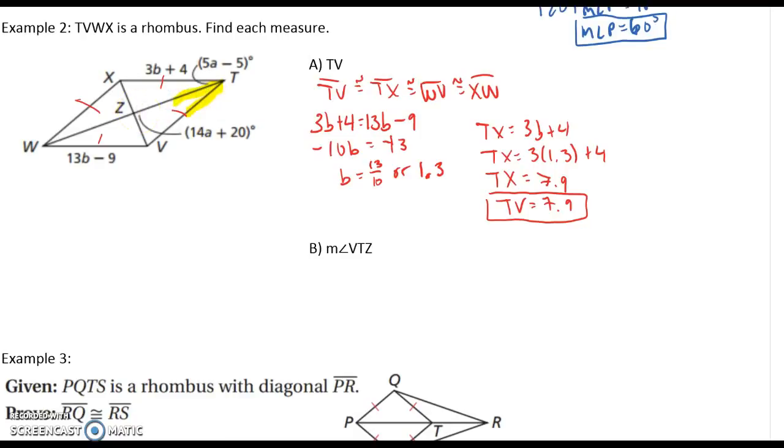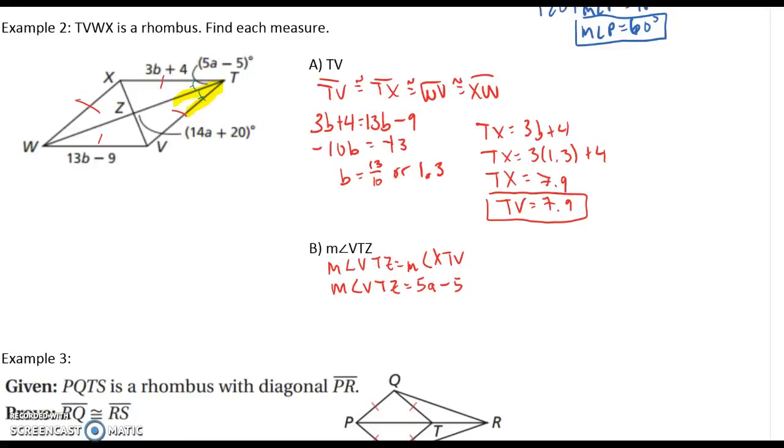Well, since this is a rhombus, the diagonals are going to bisect opposite angles. So that means this angle VTZ is congruent to this angle XTZ, right? All right, so I know that then the measure of angle VTZ is 5A minus 5. I'm getting closer, but I don't have a number yet. Now the question is, well, how do I find A?